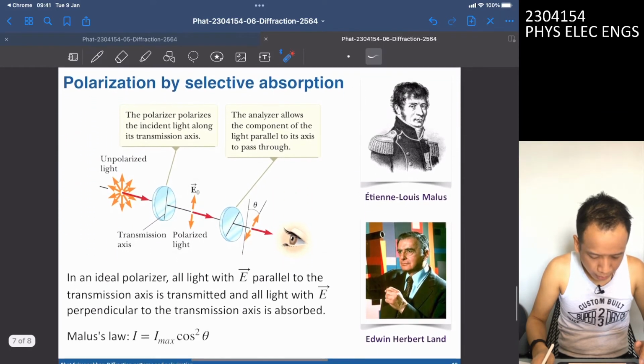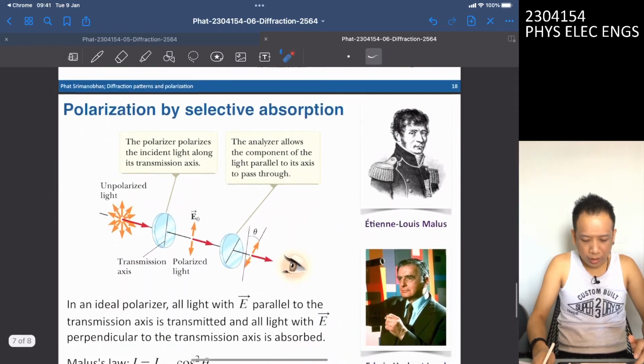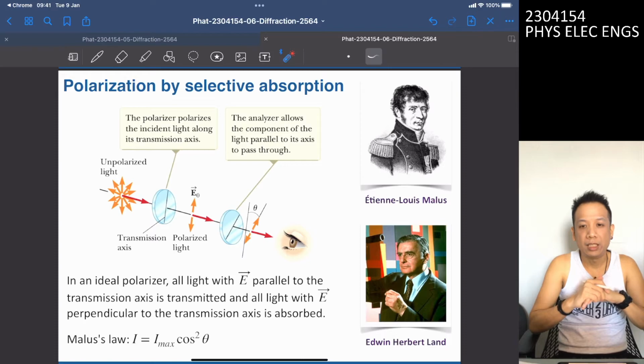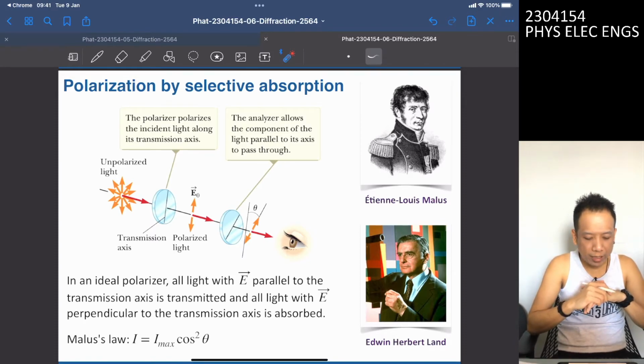Okay, so there is a way to create this. The first one is polarization by selective absorption. You have a material that can absorb the unpolarized light, and the output from that becomes polarized light.